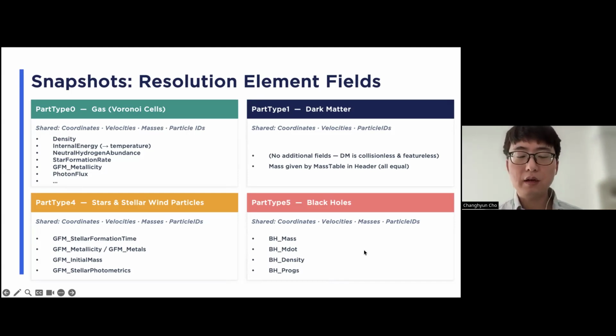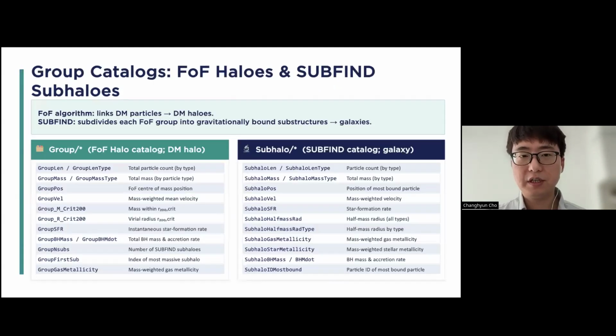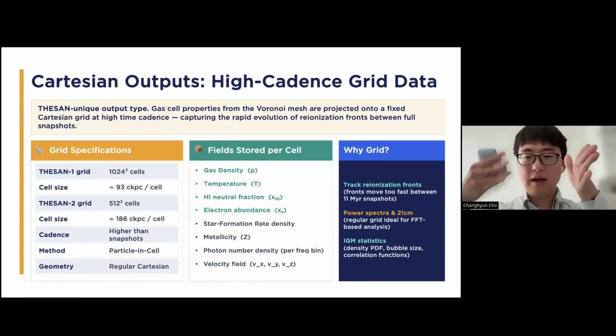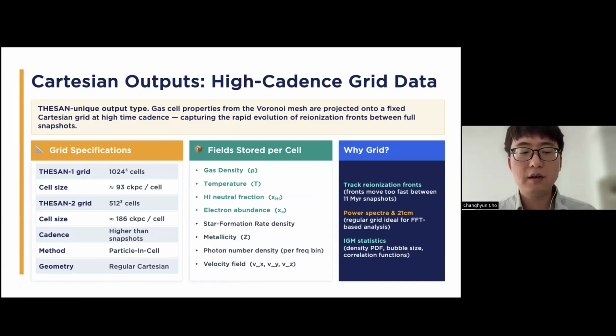If you're familiar with using the IllustrisTNG simulation, then the data structure is the same, so you don't have to worry about that too much. For the group catalog, which contains the galaxy information, you need to use the subhalo part. I will show you later. It contains the basic structure and properties of the galaxy. And the Cartesian outputs are just the Cartesian coordinates, so they're good for making movies or studying the background or the radiation history.